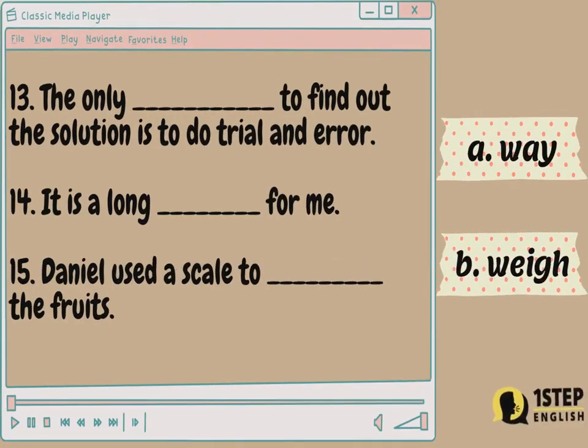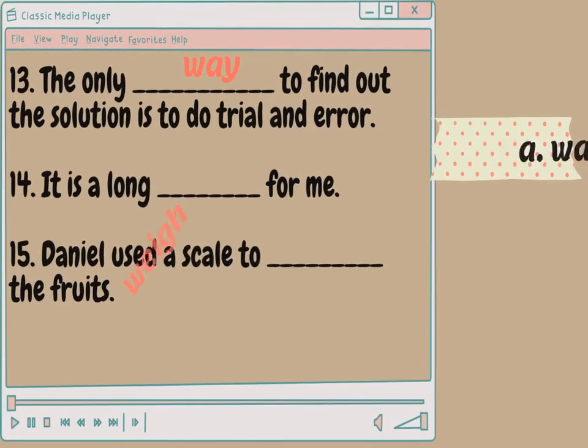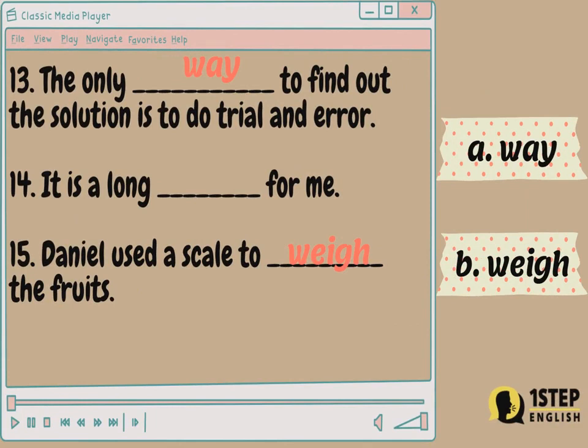Number 13. The only blank to find out the solution is to do trial and error. Number 14. It is a long blank for me. Number 15. Daniel used a scale to blank the fruits. Letter A. Weigh. Letter B. Way. The correct answers are: Number 13.